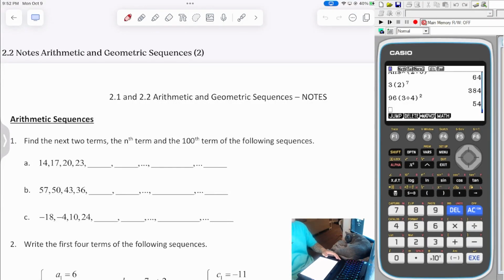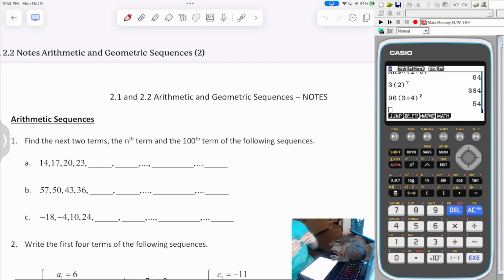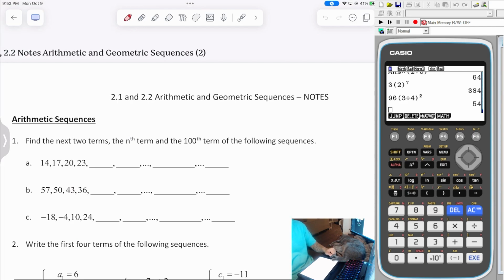All right, hey guys, let's go ahead and get into 2.1 and 2.2 arithmetic and geometric sequences. Let's see what we can find out of what an arithmetic sequence is. Number one says find the next two terms, the nth term and the 100th term of the following sequences.